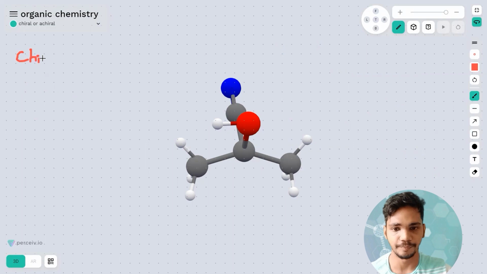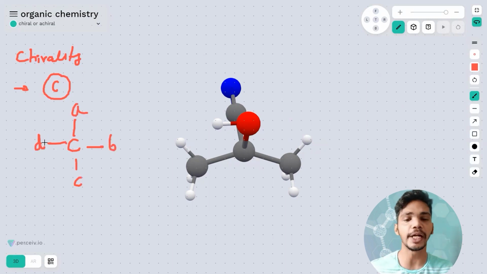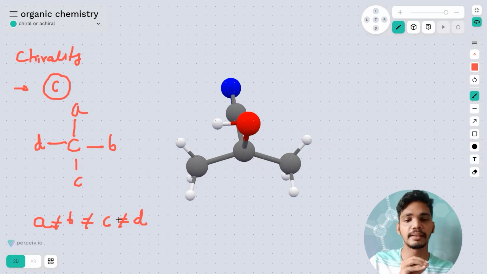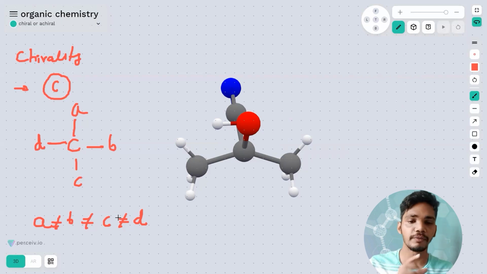Now, chirality revolves around the carbon. If the carbon's valency of 4 is fulfilled by four different groups or atoms, that means A is not equal to B, is not equal to C, is not equal to D. Why only 4? Because of tetravalency, which we know. So A, B, C, D should be different. That is the most important point we have to understand. That is what we are going to talk about: chirality.